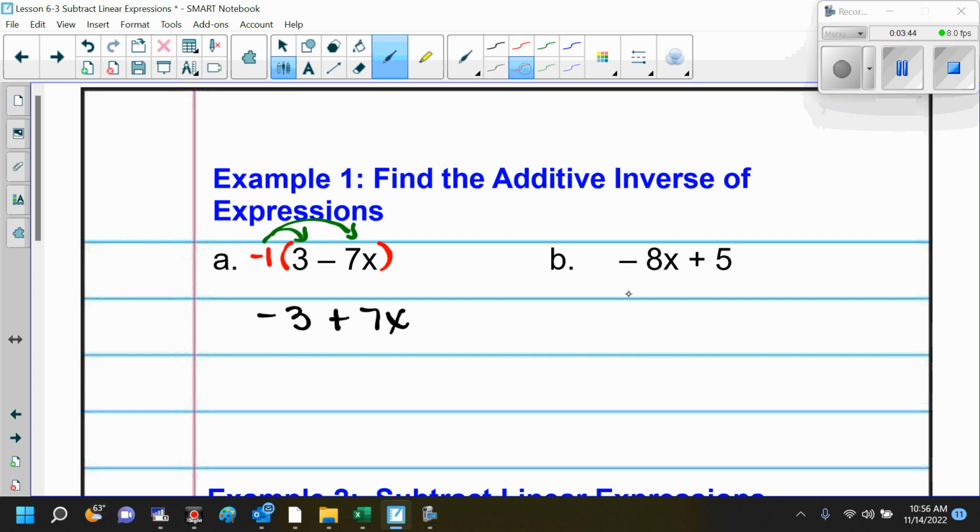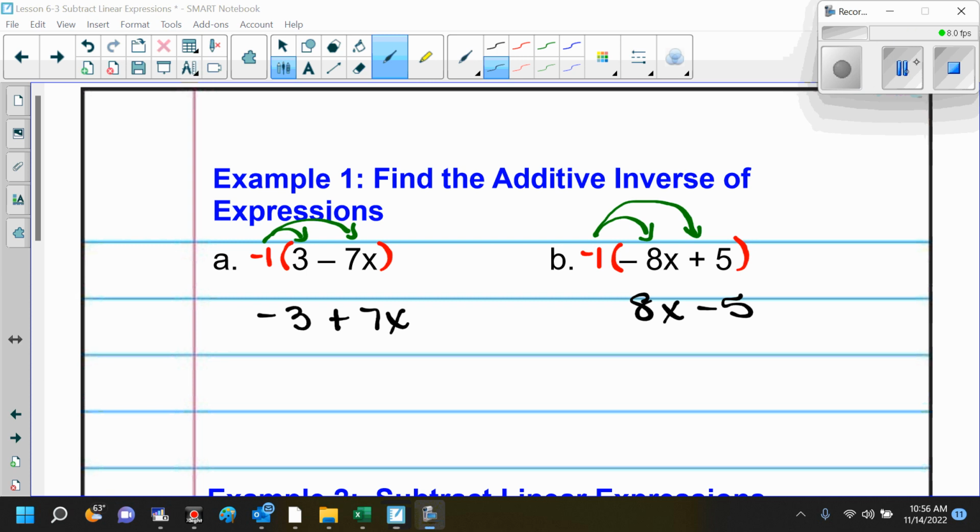Okay, so we want to do the same thing over here. We want to multiply times a -1. So that -1 times a -8x and a -1 times a +5. So -1 times -8x is +8x, and a -1 times a +5 is -5. And there is your additive inverse.